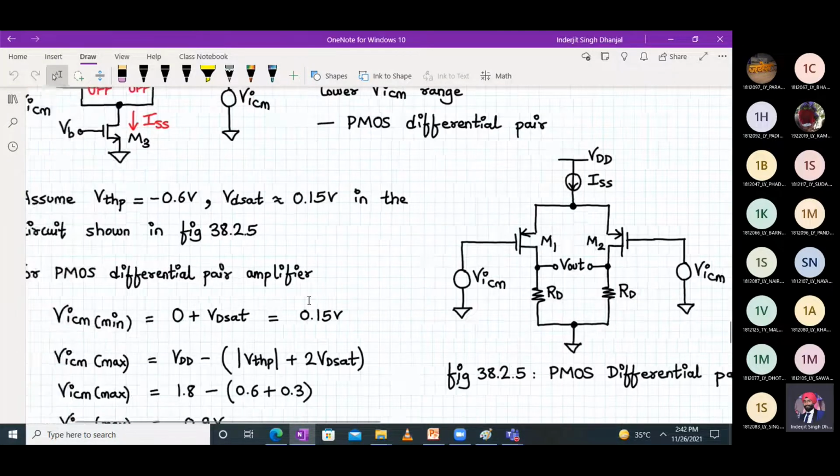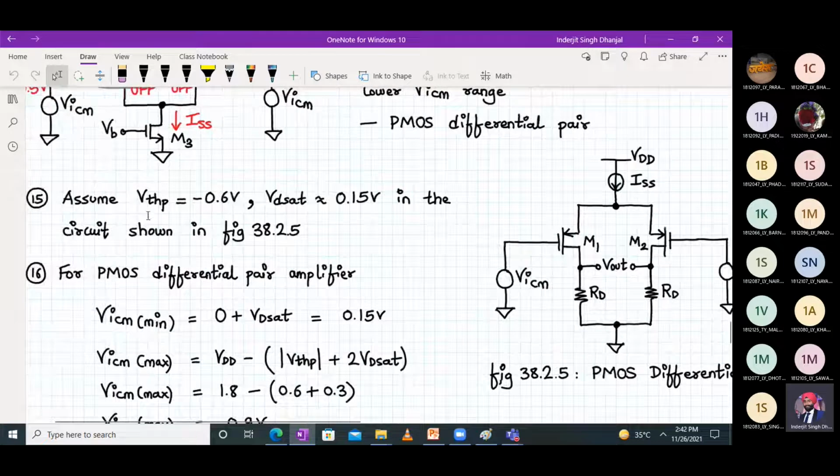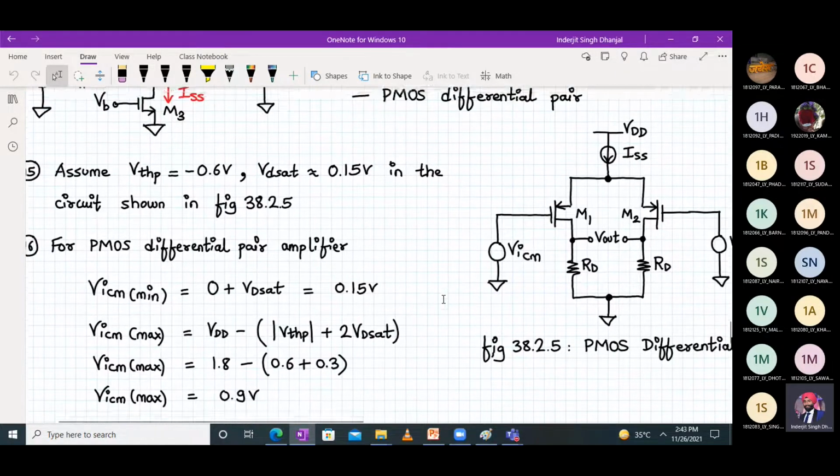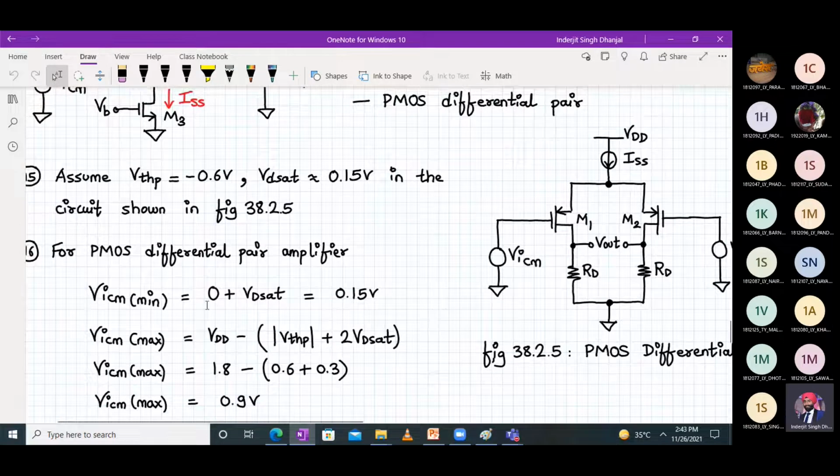Now again, we assume that your threshold voltage for the PMOS transistor is minus 0.6 and the VDSAT value is around 0.15. For a PMOS differential pair amplifier, we are not doing the analysis in so much detail. Your minimum input common mode level will be 0 plus VDSAT, that is around 0.15 volt. I'm not discussing in detail how this comes, but this is what we get.